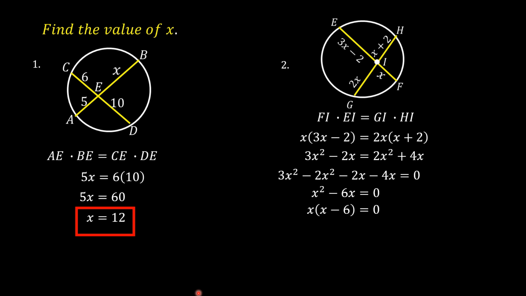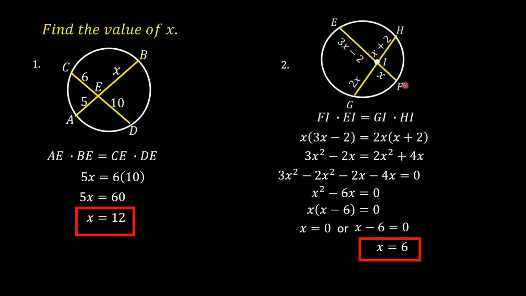Equate each factor to 0. X is equal to 0 or x minus 6 is equal to 0. Solve for x in x minus 6 is equal to 0. So x is equal to 6. The value of x is 6. We disregard 0 as a value of x because if we substitute 0 for x here, this segment will cease.